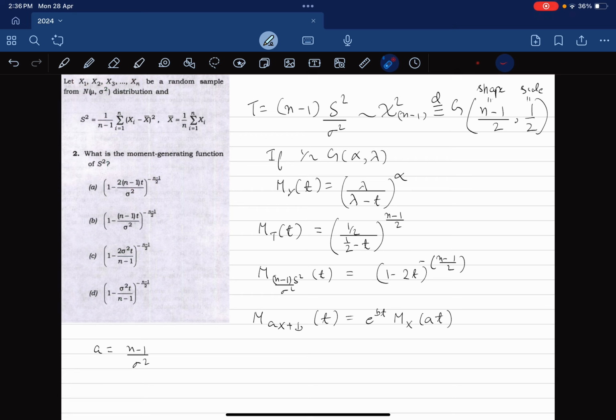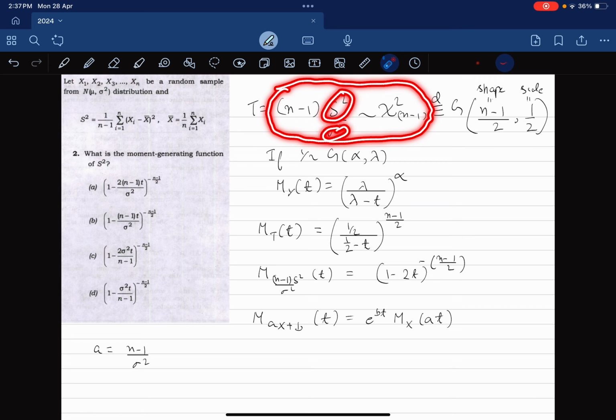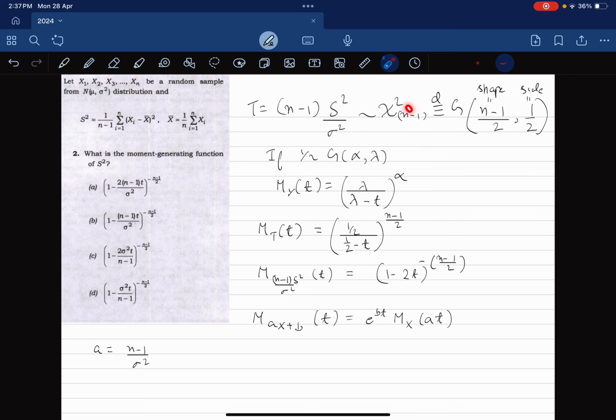So we have to find the MGF, moment generating function, of this s square variable. We are aware that n minus 1 s square over sigma square follows chi square n minus 1. Here s square is the sample variance, sigma square is the population variance, and n minus 1 is the degree of freedom. We also know that chi square n minus 1 is equivalent in distribution to a gamma distribution, with shape n minus 1 over 2 and scale equal to 1 by 2.